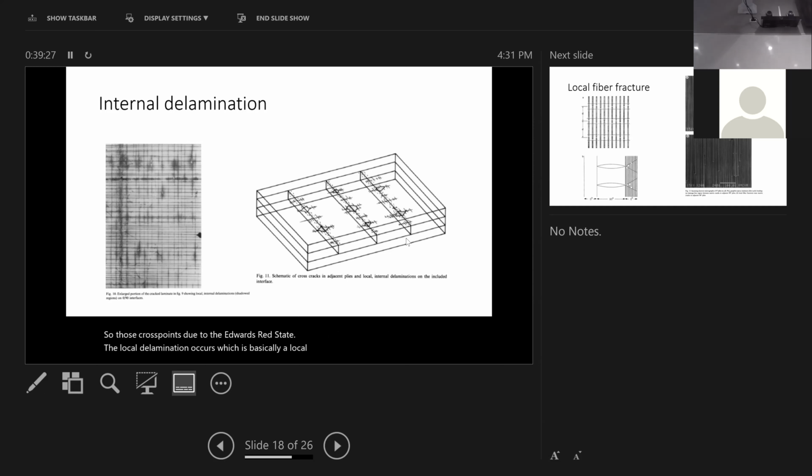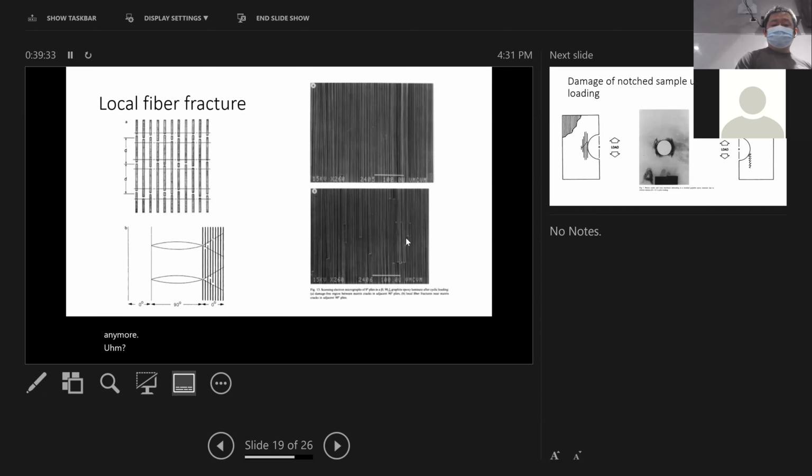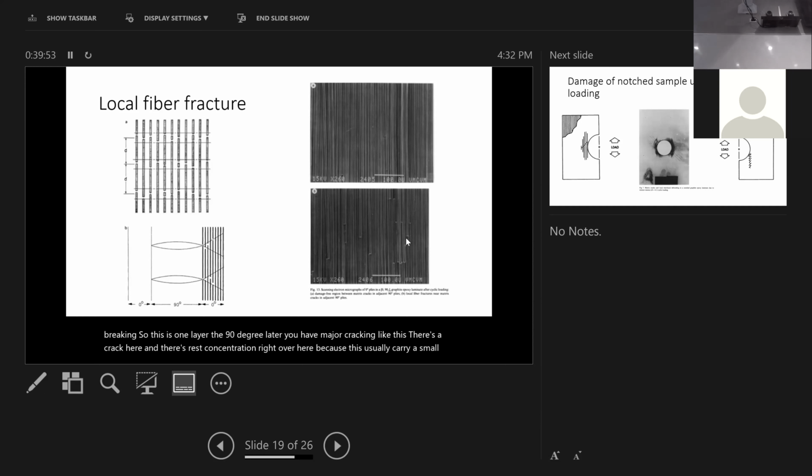The layers are not bonded anymore. And then the other thing that occurs, this is microscopic evidence showing fiber breaking. So this is one layer, the 90-degree layer. You have matrix cracking like this. There's a crack here, and there's stress concentration right over here, because this usually carries a small amount of tension stress, and now the stress is shed. This is not carrying any stress anymore. The stress is actually transferred to this layer. This layer carries more load. In this zone, you start having these breaking events.